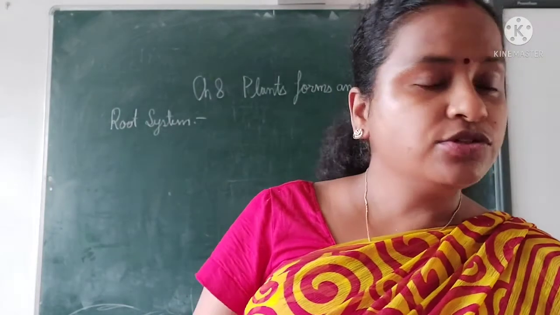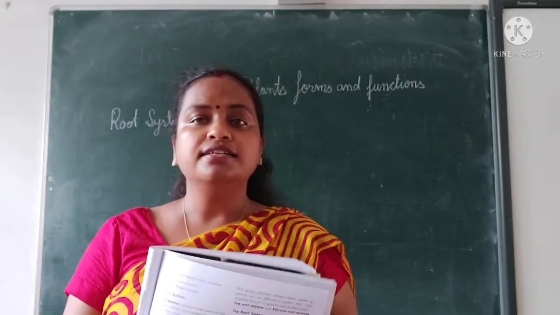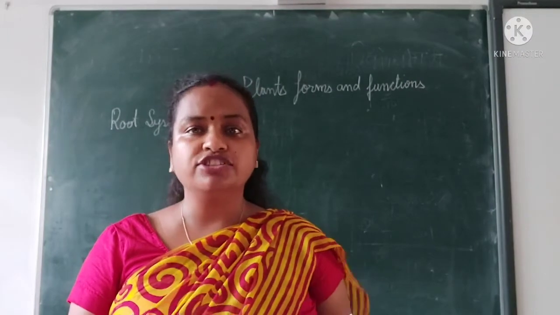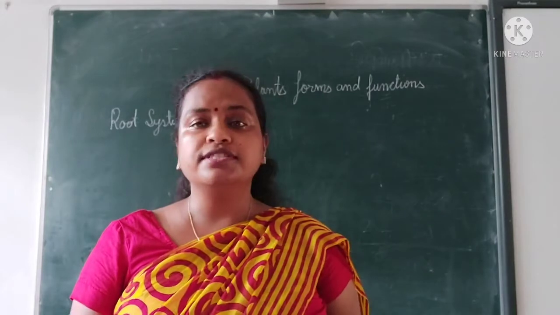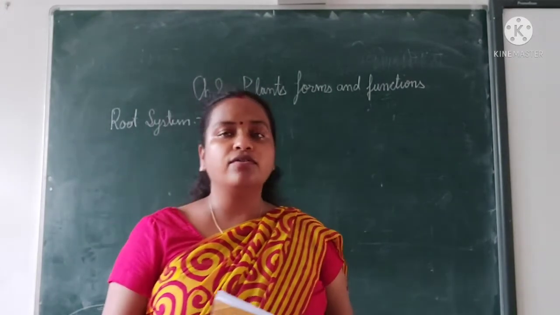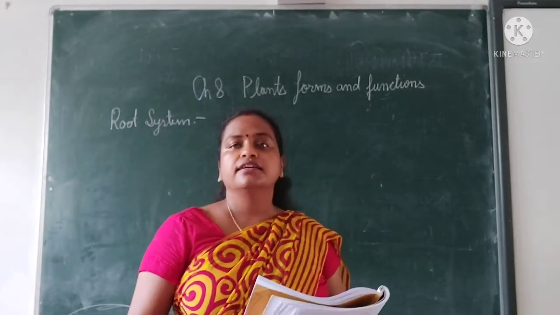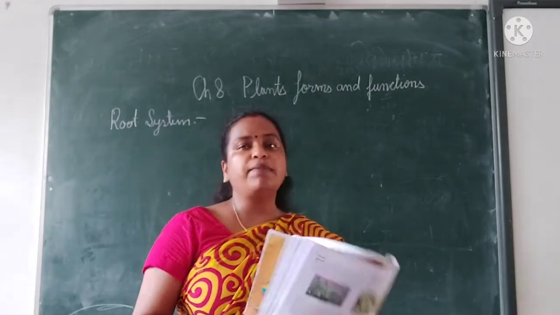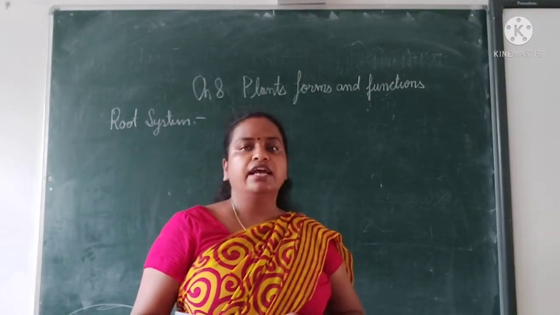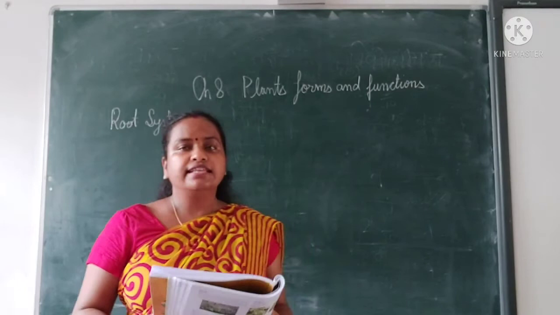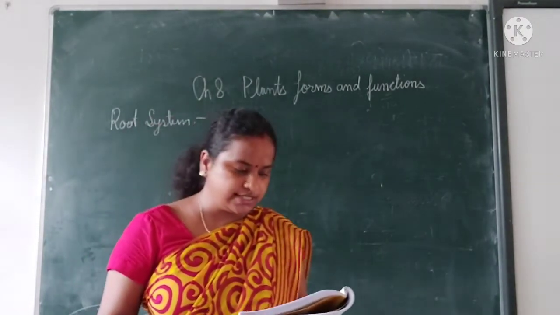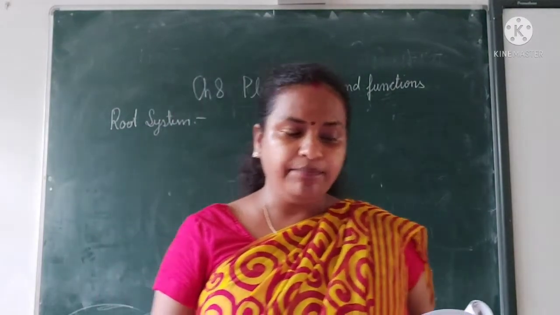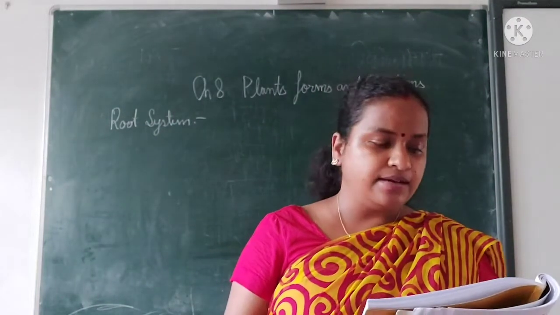Now, hello students. In the chapter Parts, Forms and Function of Plants, today we will continue from the root system. We have already studied the types of plants in your previous class and the parts of a plant. In parts of a plant, you have seen that plants are divided into two parts: root system and shoot system. So today we will study the root system.